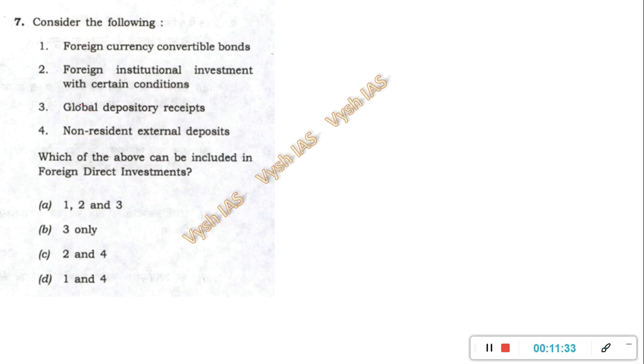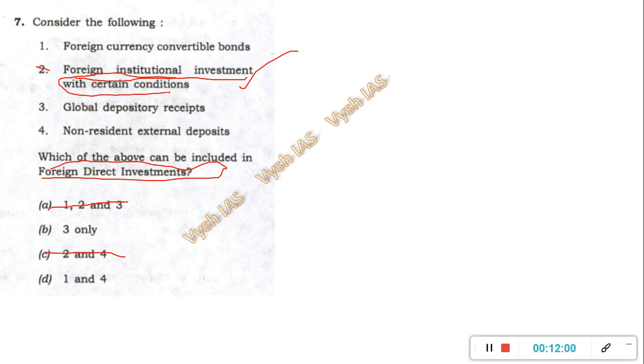Now the next one is again a very confusing one, because foreign direct investment, FDI, and foreign institutional investment, FII, people study separately and know that they are two different things. So when you ask which of the following are included in FDI, you will first eliminate 2. That's the common nature of students. Everybody will eliminate 2 and you will be stuck with 3 or 1 and 4, and whichever you choose it will be a wrong answer, because 2 cannot be eliminated. 2 is true because here they are telling with certain conditions.